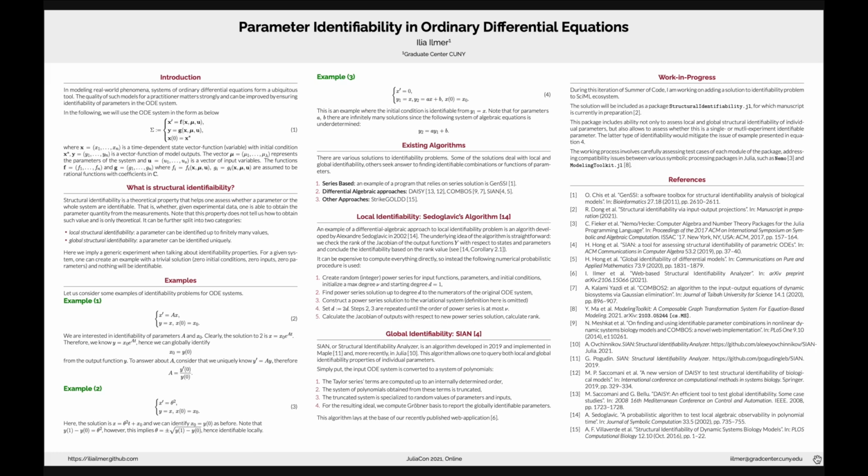My name is Ilmer, and today I'll tell you about parameter identifiability in ordinary differential equations.